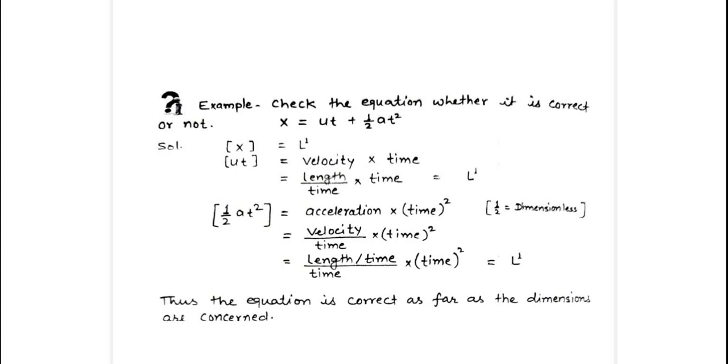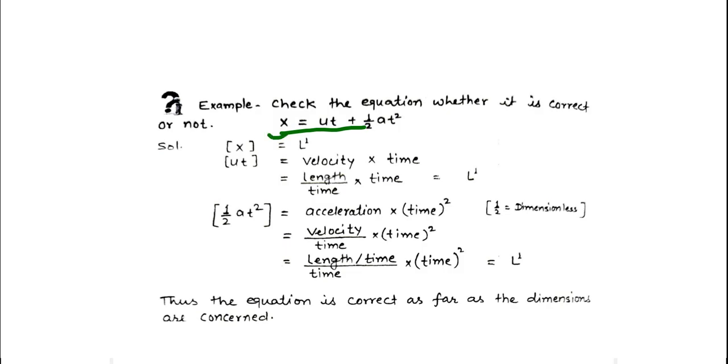Let's find out the method to solve equations and to check whether an equation is correct or not. Here you are given an equation which is very common, the second equation of motion: x is equal to ut plus half at square.